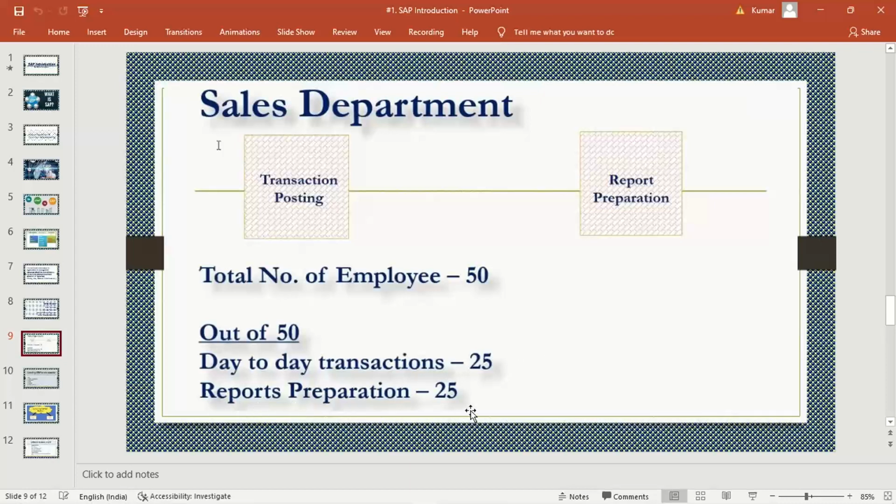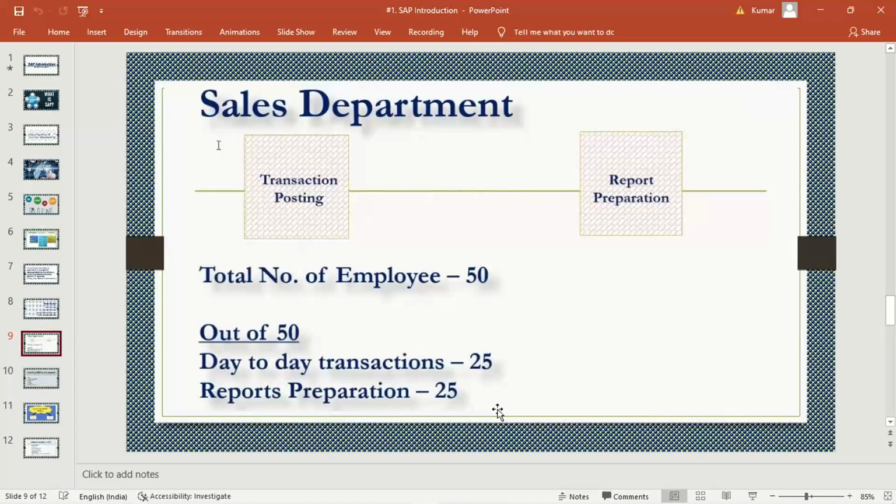Now, the remaining 25 people are involved in report preparation. Guys, report preparation is a pretty important activity, right? Because if you talk about the management, they require reports only. Based on the reports only, they will be able to identify or come to know the performance of that particular department or the particular organization, right? And multiple assumptions, speculations, and future planning all depend upon these reports only, right?